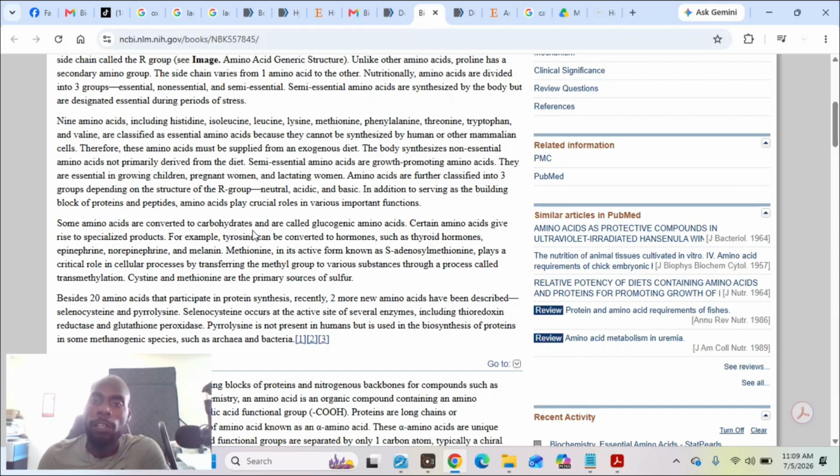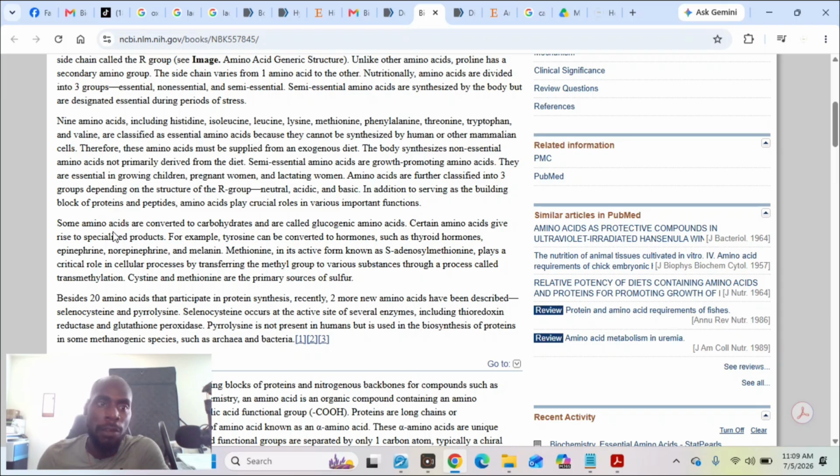Some amino acids are converted into carbohydrates, which we learned before in the video with the doctor explaining the difference between primary and secondary metabolites. Some amino acids are converted to carbohydrates and are called glucogenic amino acids.